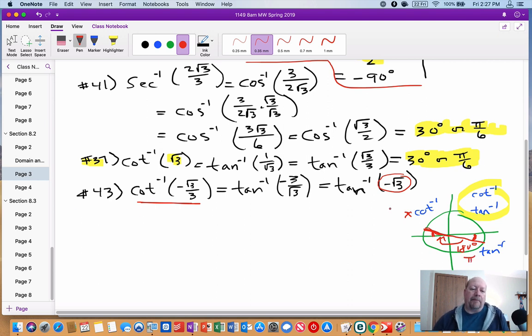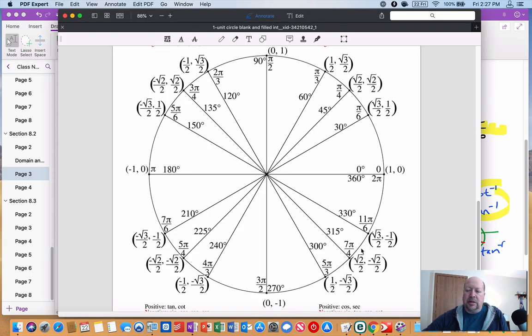So here's the bottom line. This inverse tangent of negative radical 3 will give you an angle down here in the fourth quadrant, and it's going to be negative 60 degrees, which would be right here at 300. If you take this sine divided by the cosine, you'll get negative radical 3. And so I know it's listed here as 300 degrees or 5 pi over 3.